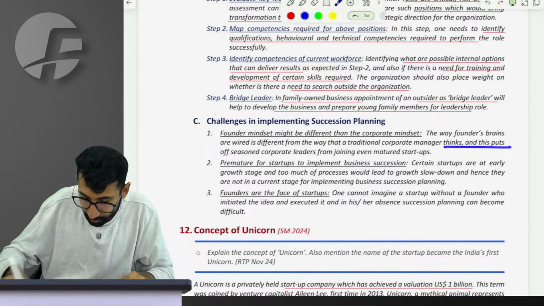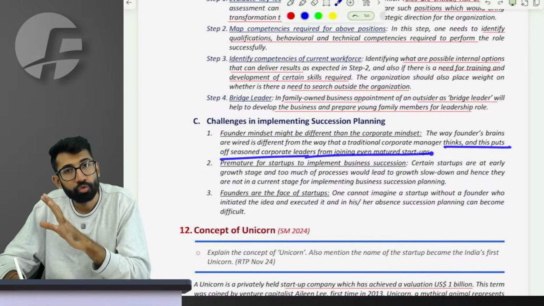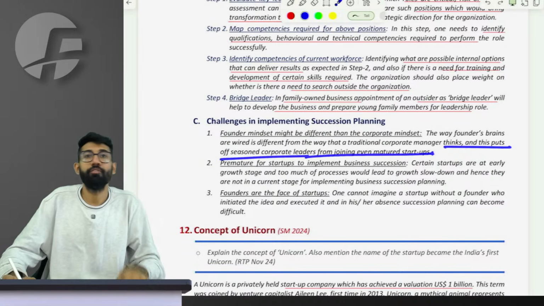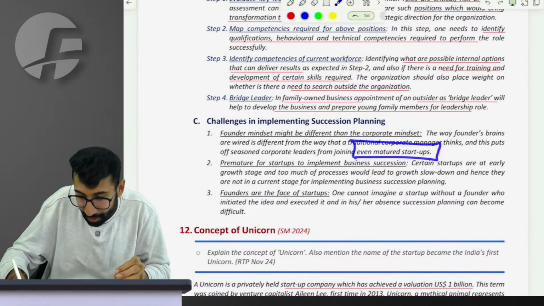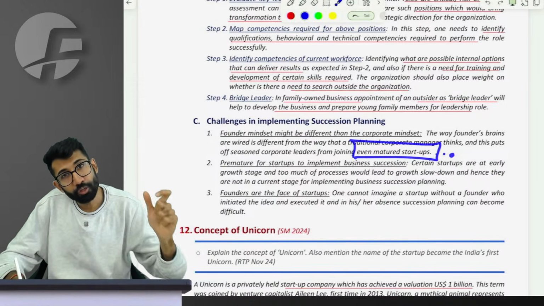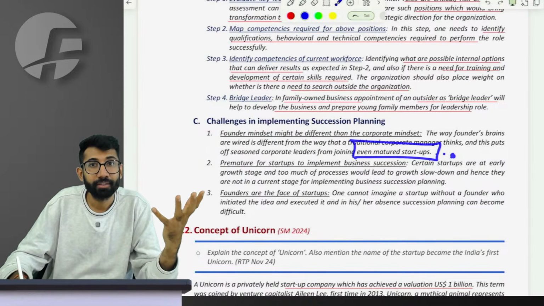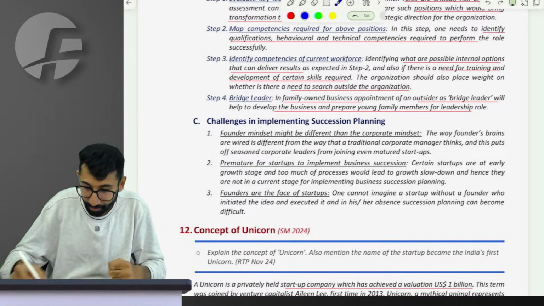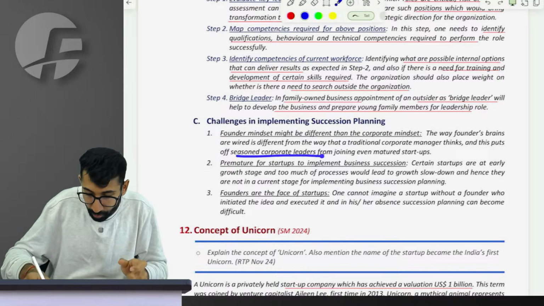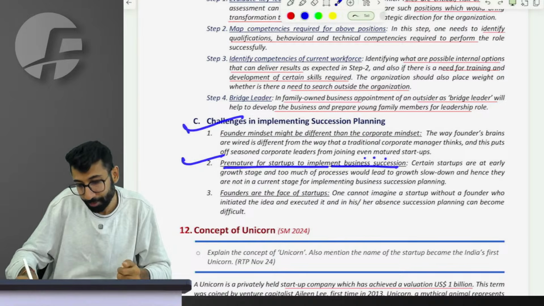Which is why it becomes difficult to find people within the system who can perform that managerial role if they are not the founder. Even if the startups are matured enough, it becomes difficult to find a person who can fit that company, because the company was created with the founder's mindset, which is difficult to find elsewhere. So the founder's brain is wired differently from the traditional corporate manager. Corporate managers find it difficult to join such startups.